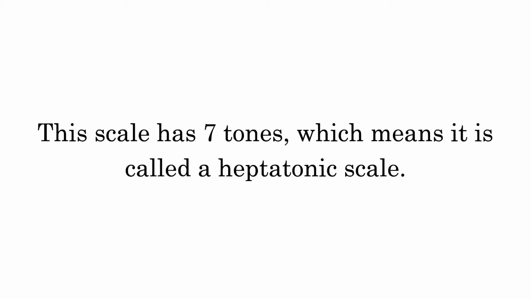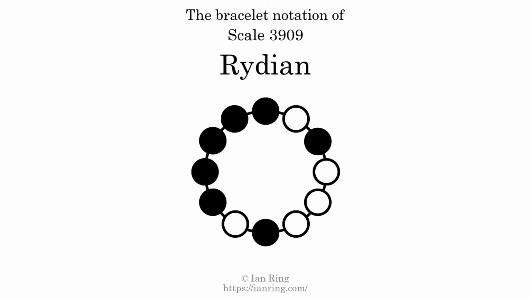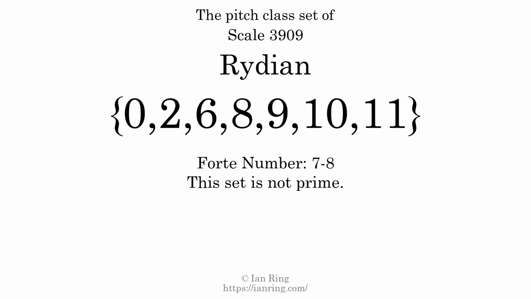This scale has 7 tones, which means it is called a heptatonic scale. This is a bracelet notation diagram of scale 3909. The shaded circles represent tones that appear in the scale, and they are read clockwise, starting at the top. The pitch class set for this scale is 0, 2, 6, 8, 9, 10, 11.